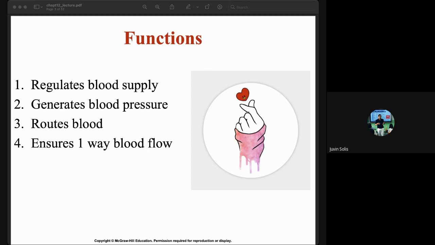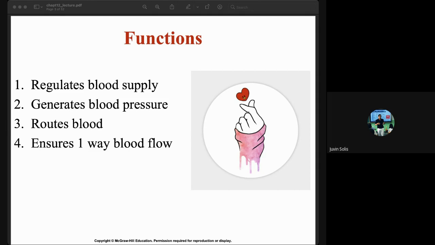And the last one here, it ensures one-way blood flow. So the valves of the heart, we will be talking about this one also later on, they will ensure that there is no traffic. There will be no traffic that will happen with the blood flow in our heart and also in our blood vessels. So these are the functions of our heart.